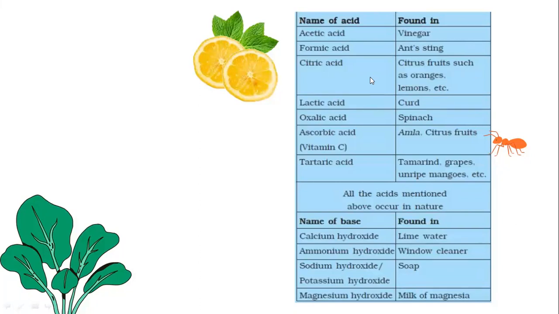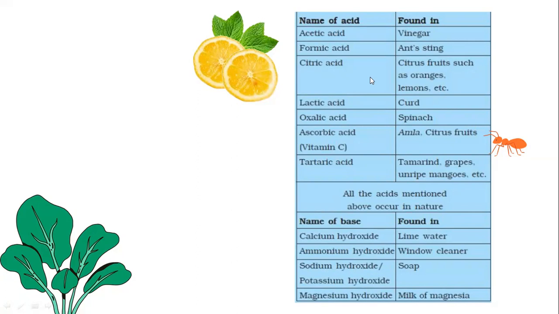We use vinegar for different things, right? For cooking, for cleaning sometimes. Vinegar contains acetic acid. Now you just need to remember these names. Ant sting contains formic acid. I'll tell you a good fact about why the acid present in the ant is called formic acid: in Latin, ant is known as formica. Hence the acid present in the ant is named formic acid in English as well as in different languages.